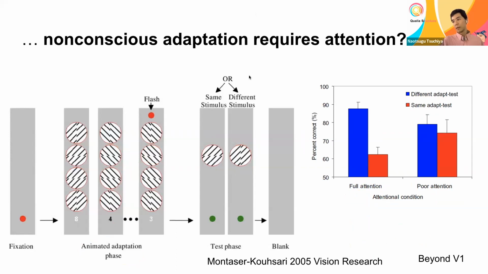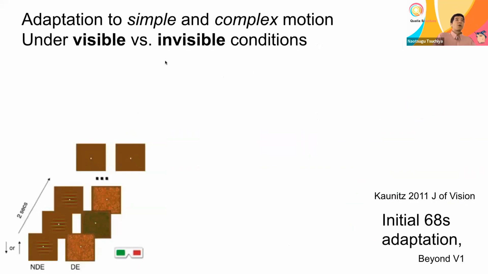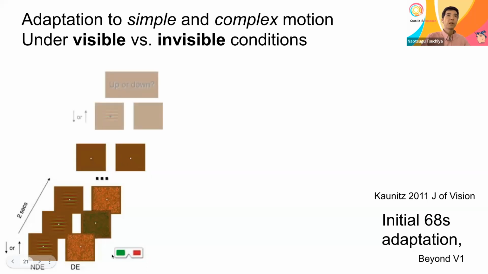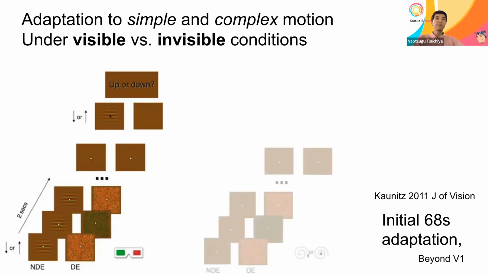Okay, then let's move on. So the same thing actually has been reported also with visual motion. Instead of showing this expanding thing, we can also show an up or down kind of stimulus, and then manipulate its visibility by continuous flash suppression to the other eye. And then later on, we can ask whether the subsequent stimulus is moving up or down, and that's basically the same kind of adaptation experiment.